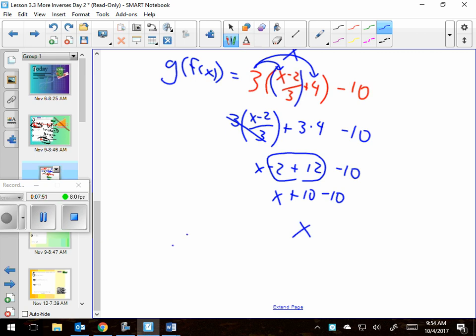Therefore, and you have to, when you're proving something, you have to summarize it with a final statement. What just happened? You can't just end with x. Therefore, f of g of x was equal to g of f of x, which was equal to x. We just proved 2 things. We're for sure inverses.